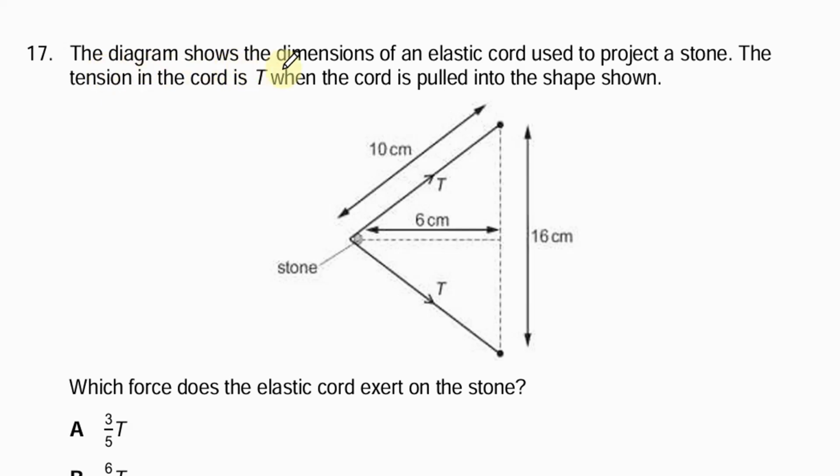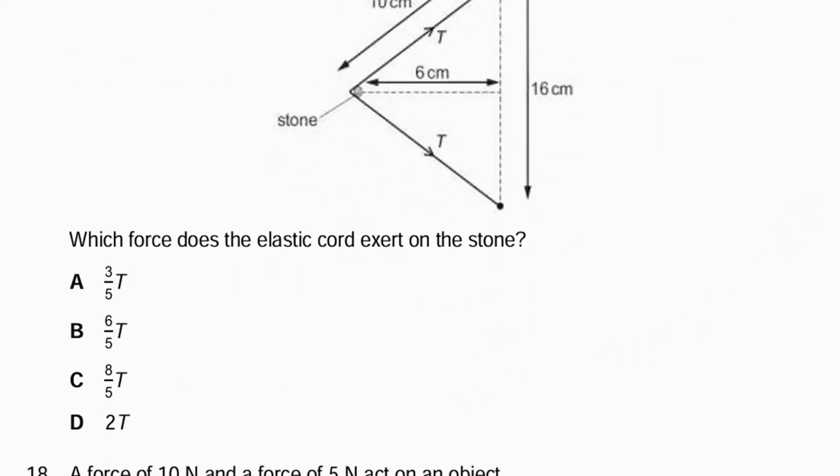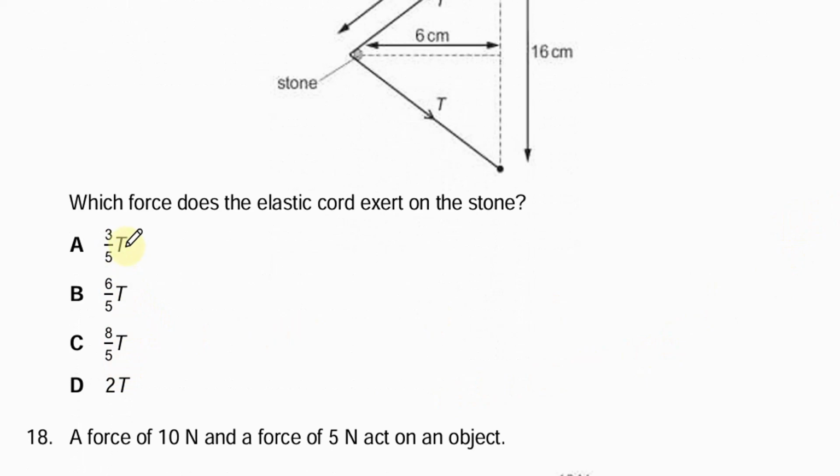The diagram shows the dimensions of an elastic cord used to project a stone. So this is the cord over here, and we have the stone here. The tension in the cord is T when the cord is pulled into the shape shown. So the tension here is T as well as over here. Which force does the elastic cord exert on the stone? And we are given these four options.